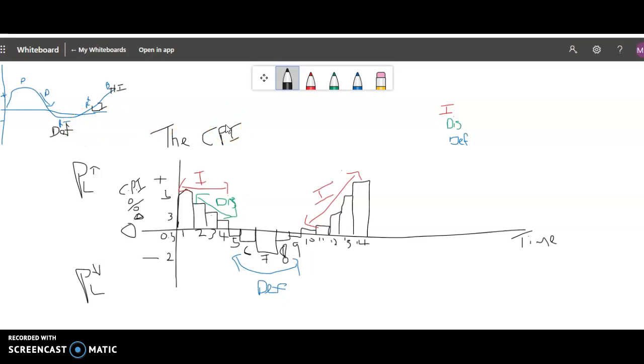What about disinflation? When do you think you would see that? I did say it earlier. Yep, that's right. It's in the downturn. So this is where we see disinflation as economic activity in the economy slows down. The price level still rises, but it's starting to fall. The rate of it is starting to fall, and that happens in a downturn.